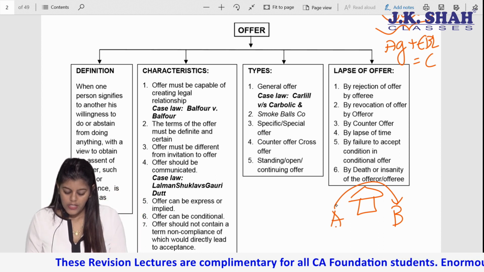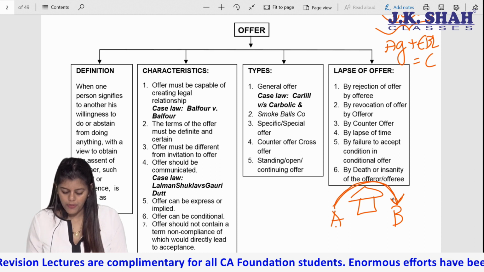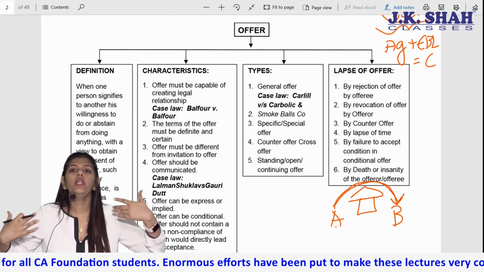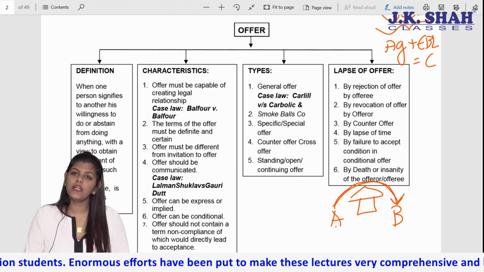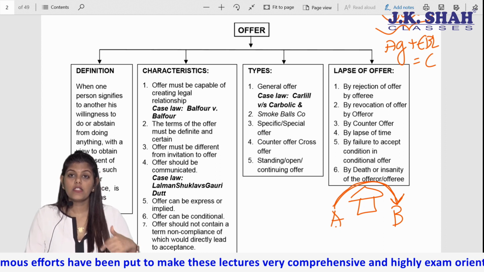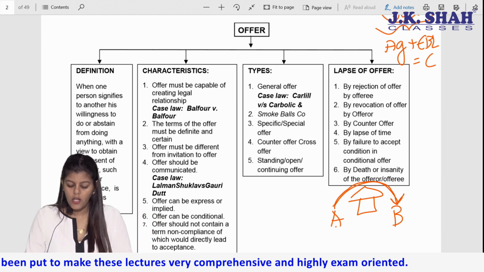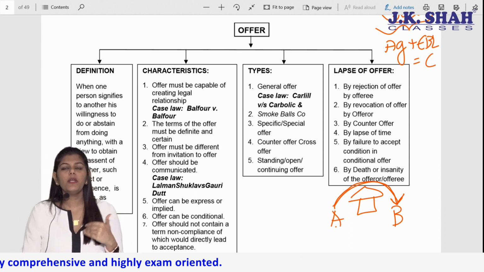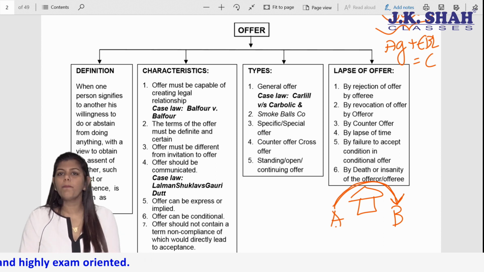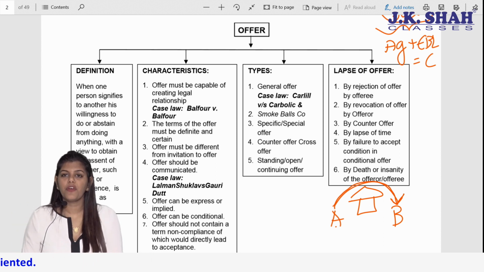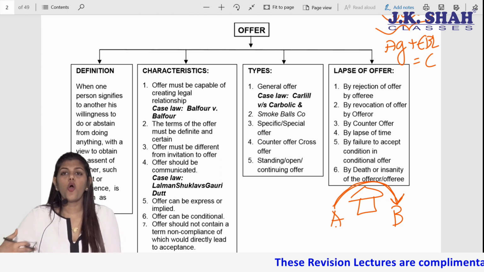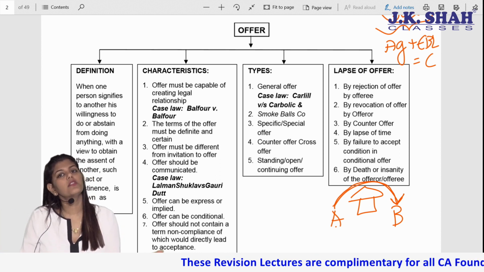So when a person signifies to another person, signifies means communicates, his willingness to do something. What is he willing to do? Sell the house. So he is communicating his willingness to do something or abstain from doing something. See, an offer may not be only doing something. An offer can be stopping from doing something also. For example, if A tells B, I will give you 20,000, you don't go to New Delhi, any place. So he is offering him for not doing something, but still it's an offer.